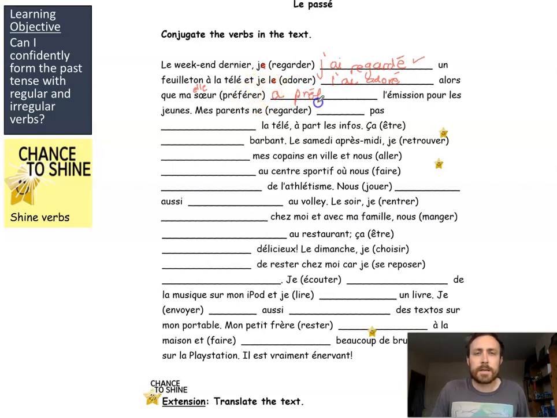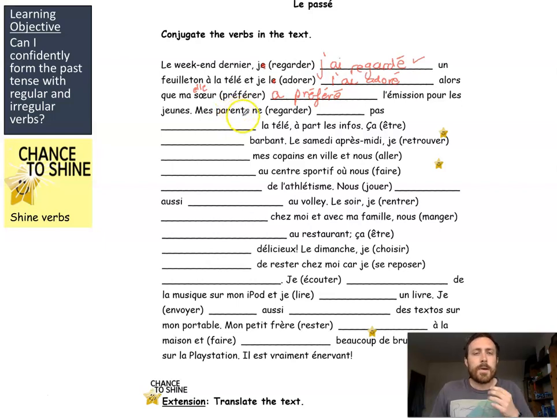Préféré, like that, é accent on the end. Now you might ask yourself, hang on a minute, don't I need to put an E on the end of that because it's a girl? No, we don't make that mistake because it takes avoir. All the verbs that take avoir, which is the majority of them, do not need to agree the past participle. Right, let's continue.